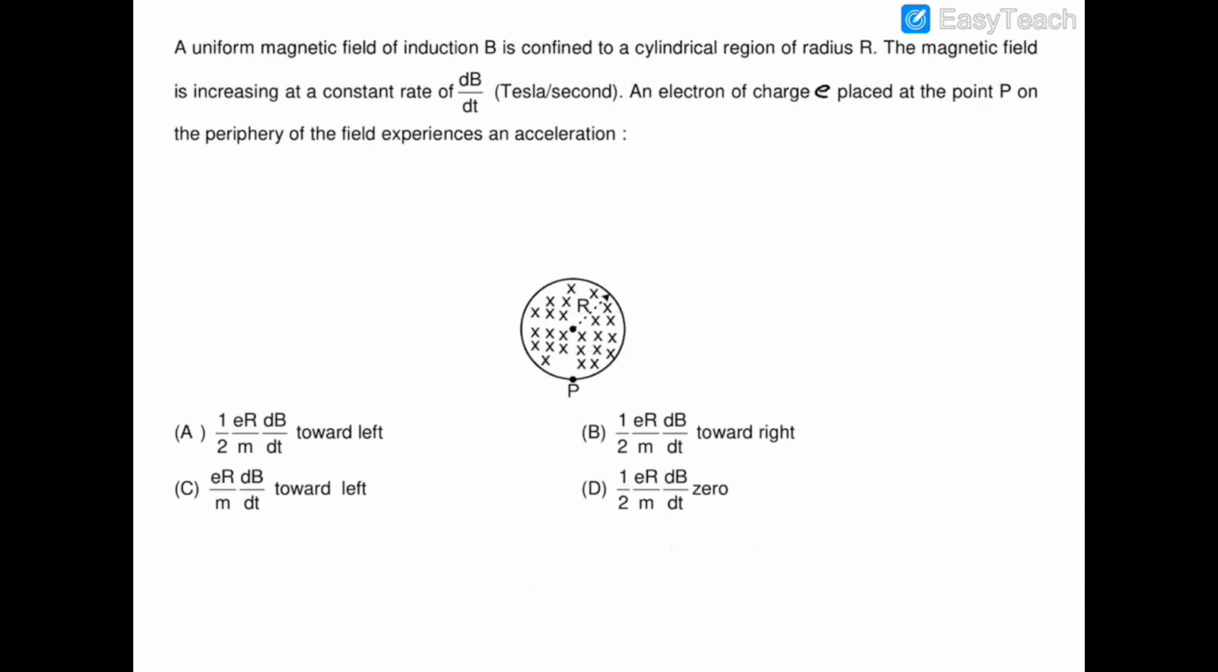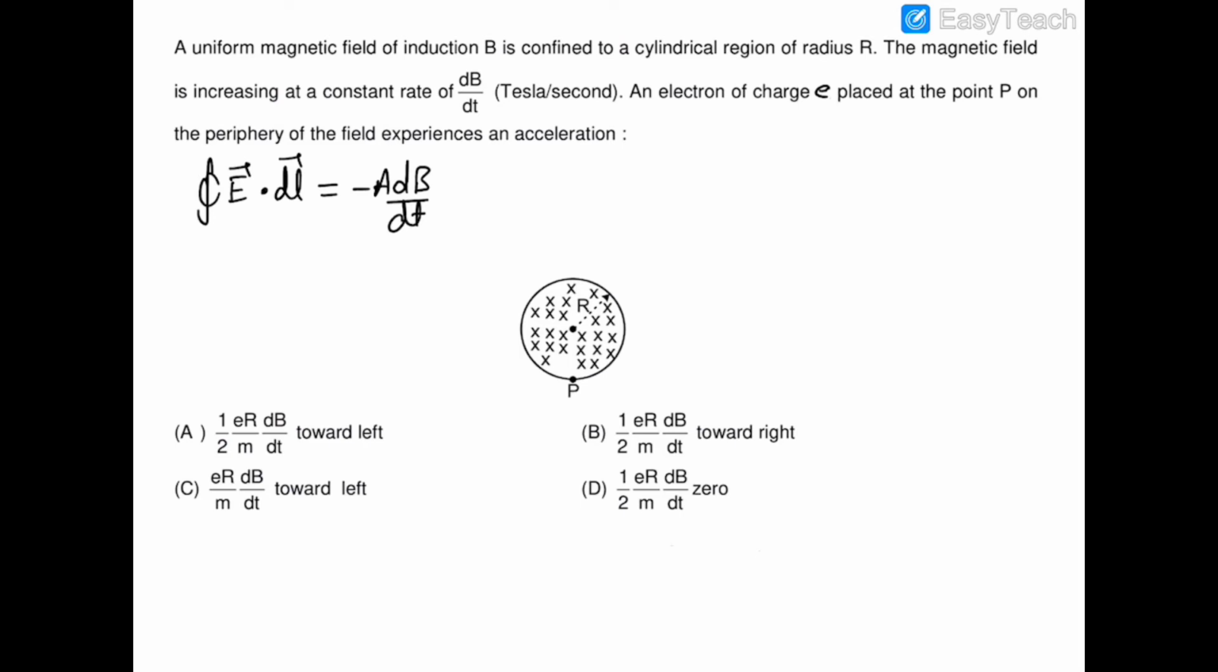In this question, there is a uniform magnetic field which is time dependent, and it is confined in a cylindrical region of radius r. This magnetic field is increasing at a constant rate of dB by dt, and there is an electron of charge e which is placed at this point P, and we have to find out the acceleration of this electron when this magnetic field starts to change with time. So this is very simple, we have to first find out the induced electric field, and this would be calculated by this expression: E dot dl is equal to minus A into dB by dt.